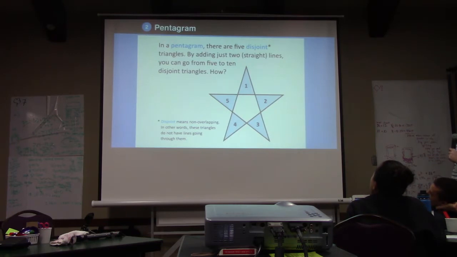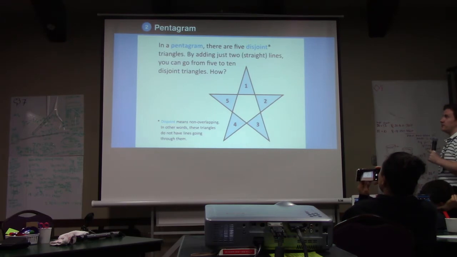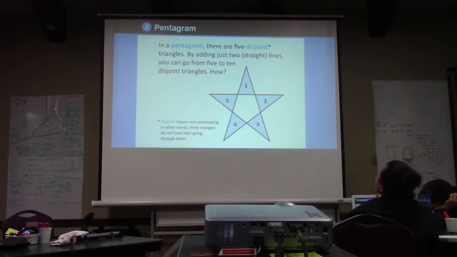So, this is a problem I want to try. If you've got a piece of paper and a pencil handy, in a pentagram, there are 5 disjoint triangles. By adding just 2 straight lines, I claim you can go from 5 to 10. All right, good.